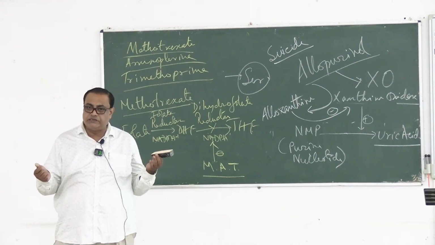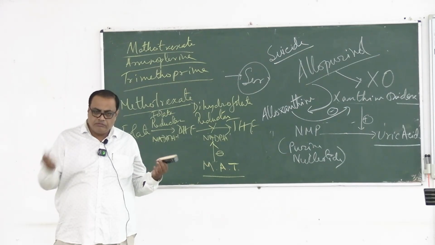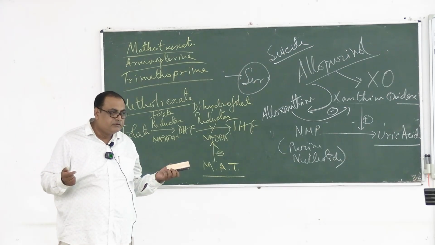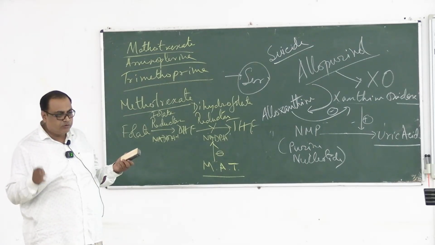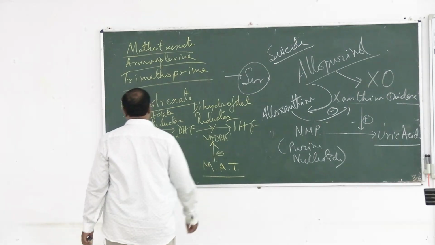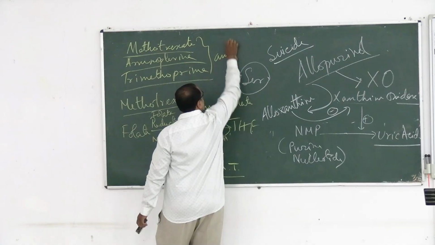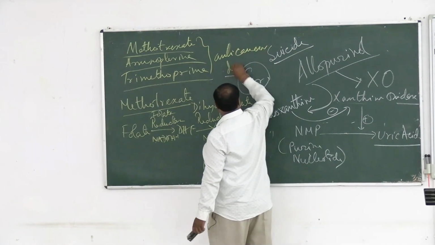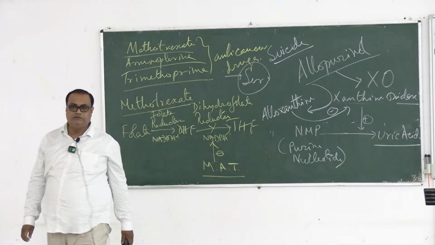Who requires more DNA to be synthesized? Normal cell or cancer cell? Cancer cell, because it is replicating at a higher rate. So who will suffer more? Cancer cell. If we stop the supply of folic acid to the growing cell, the cell will die. So these are used as anticancer drugs, correct? But the problem is what?